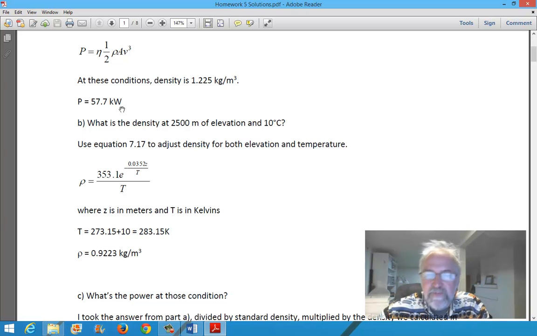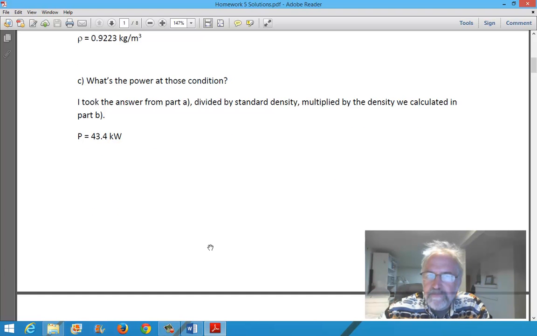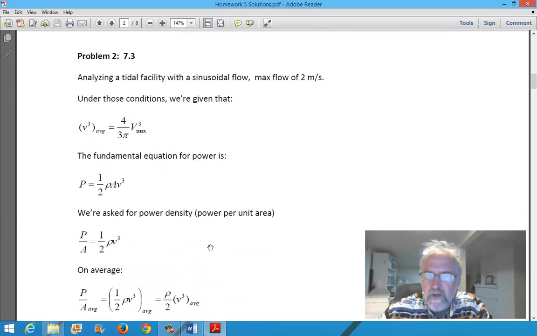What I did was I just got lazy. I took 57.7 divided by 1.225 multiplied times 0.9223. And you get, not surprisingly, a lower value. So a 57 kilowatt turbine really is derated down to 43. So pretty significant cutback. So that was the first problem. Everybody did well on that. That wasn't a big surprise.